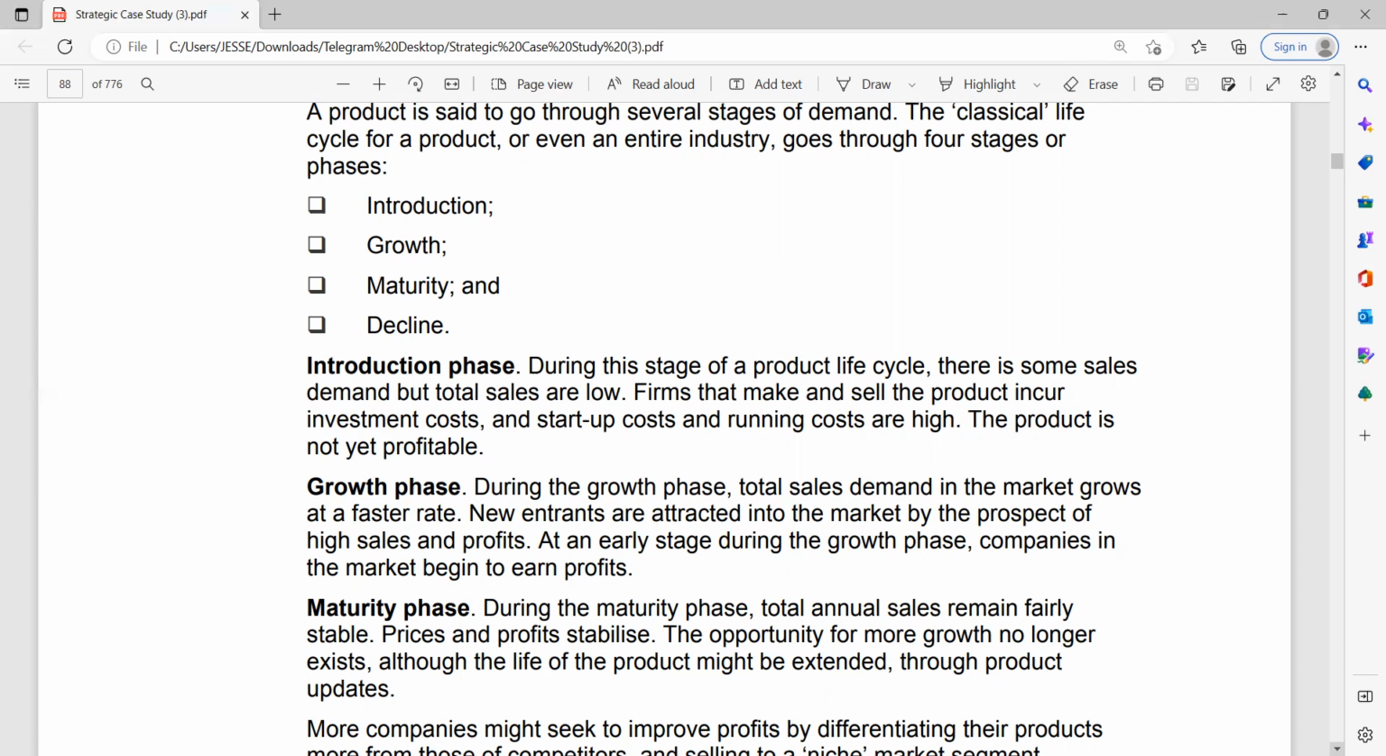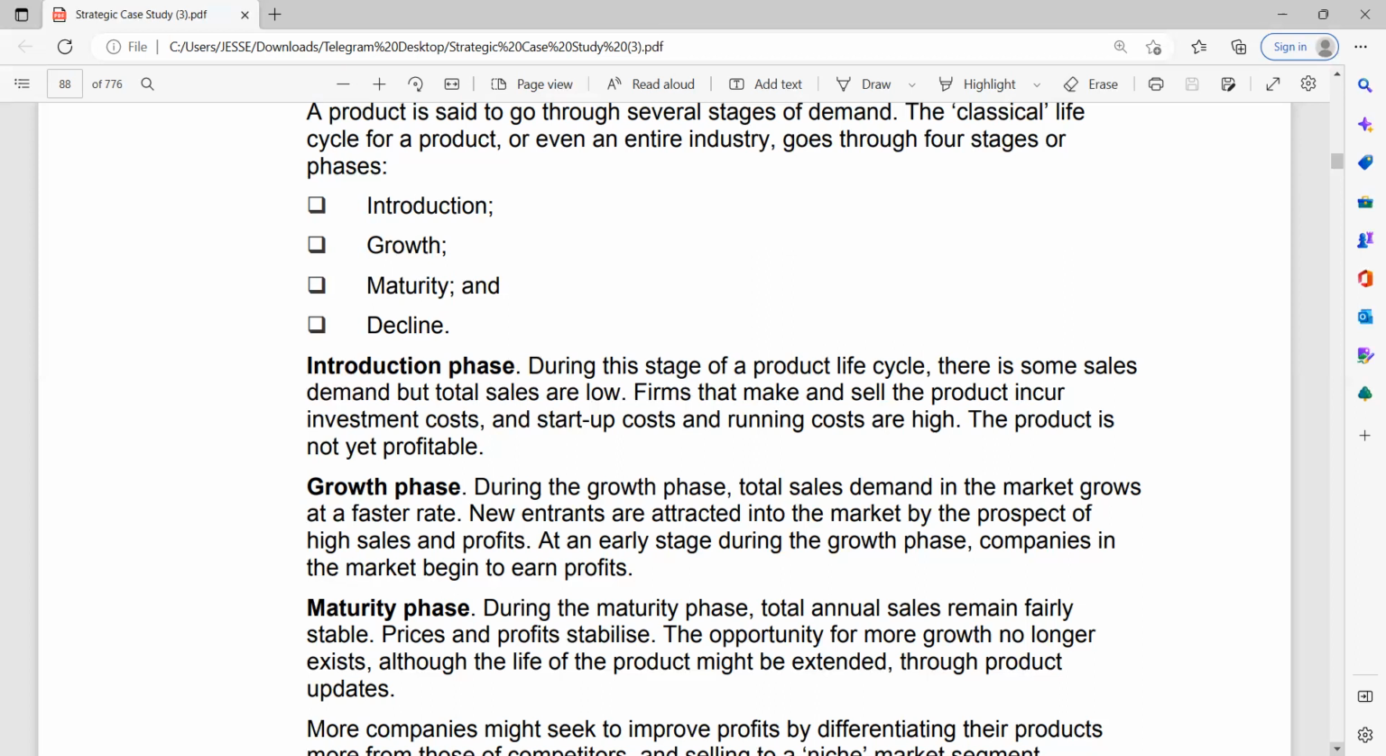On the cost side of things, at this stage of the product, whoever created the product will put a lot in terms of investment, in terms of startup costs, in terms of running costs into the product. So costs are high at this stage. This is very key. Number one, sales and demand is low. Number two, costs are high. And so usually at this stage, the product will not be profitable.